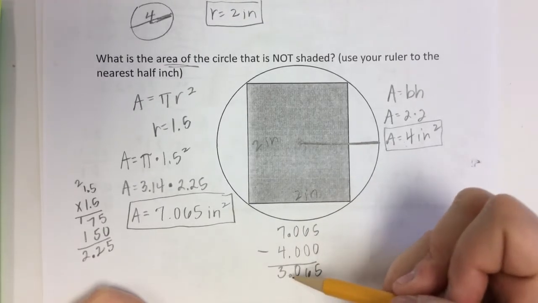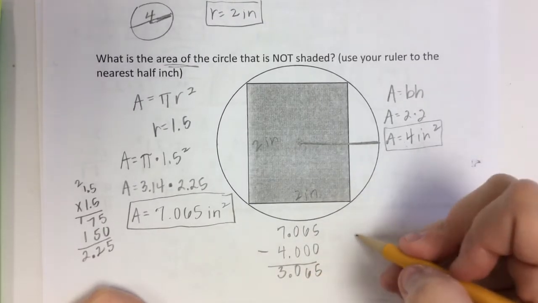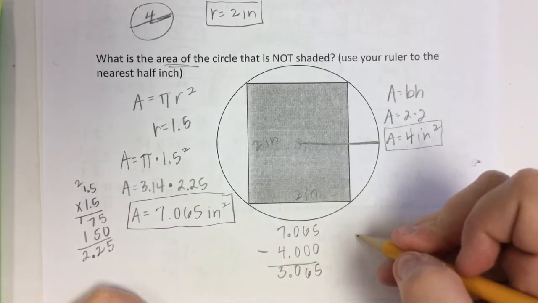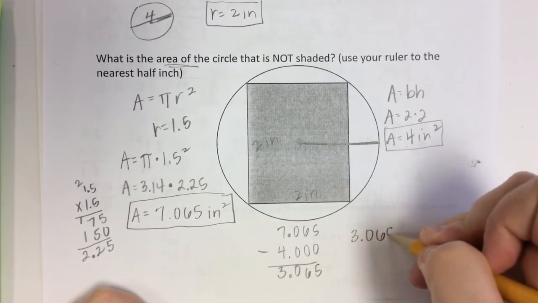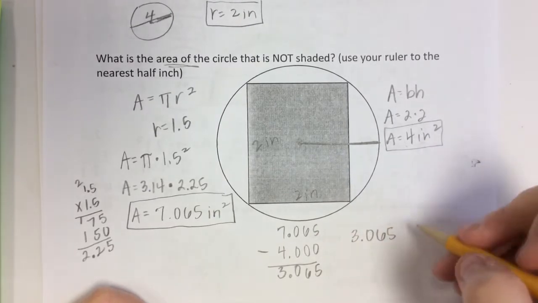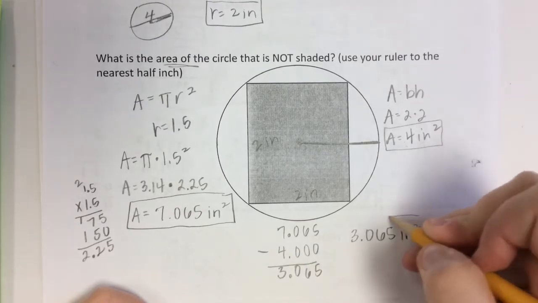And so we end up with 3.065. And so the area of the not shaded is 3.065, and it is still square inches.